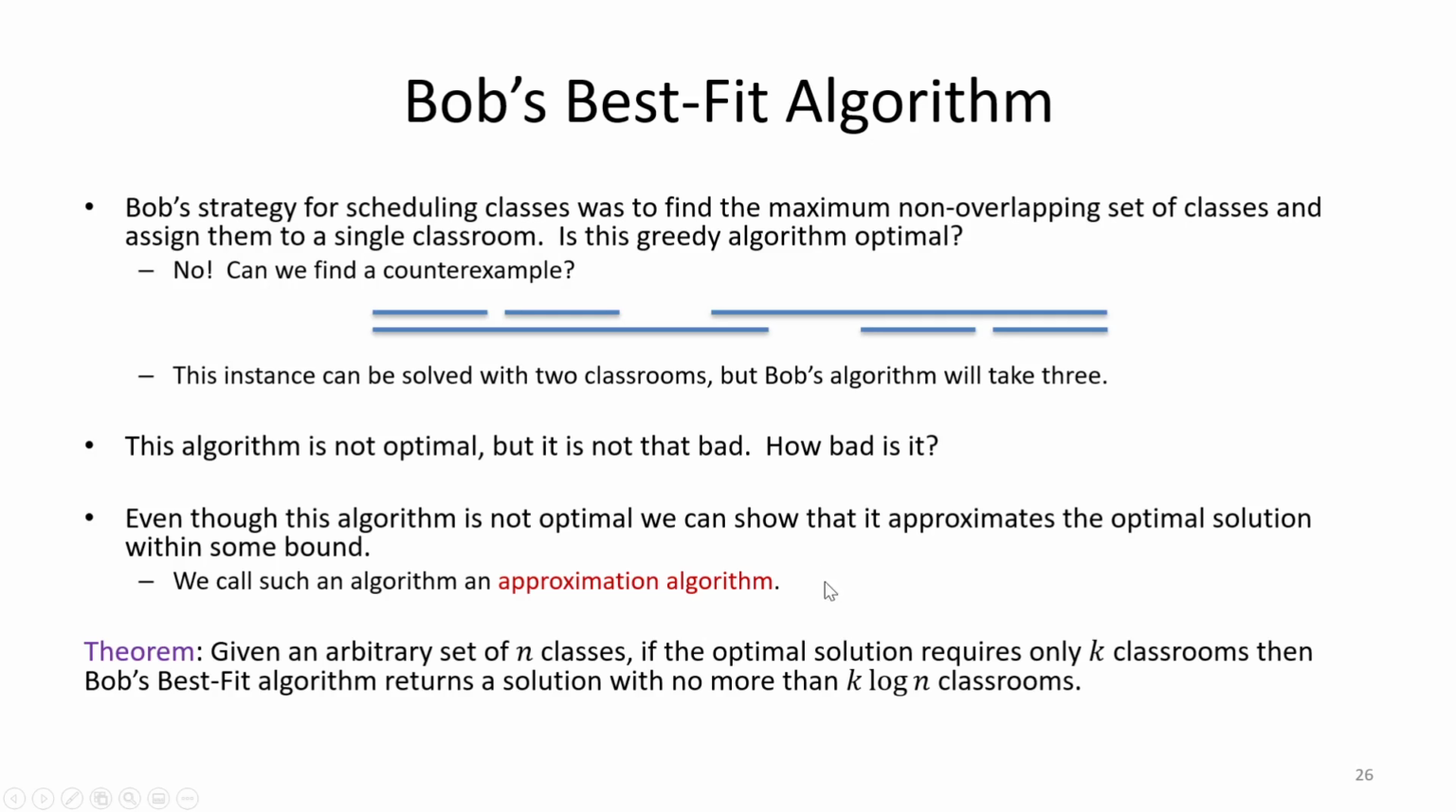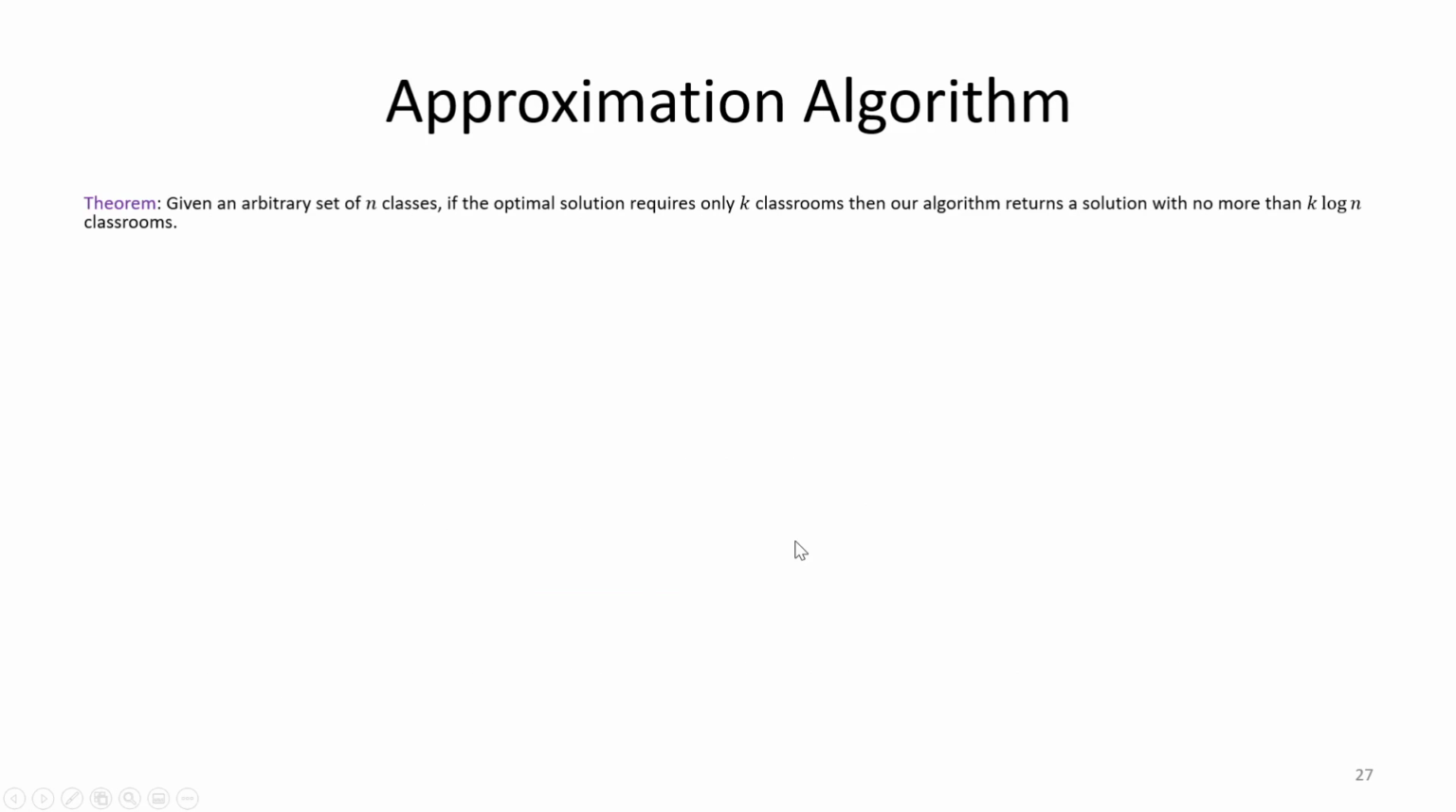But let's see how we can prove this result. So again, I'm going to start here with my theorem. That's just the same theorem as we had in the previous case. Given some arbitrary set of classes, if the optimal solution is k, then Bob's algorithm will return no more than k log n classrooms.